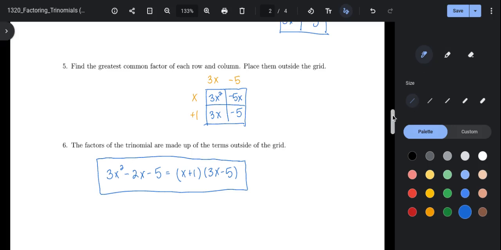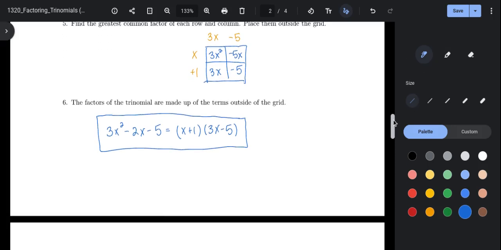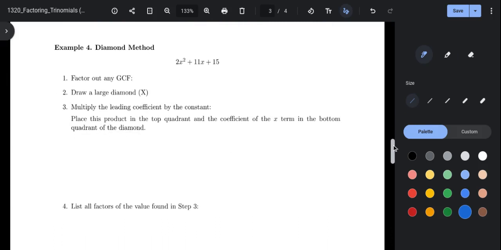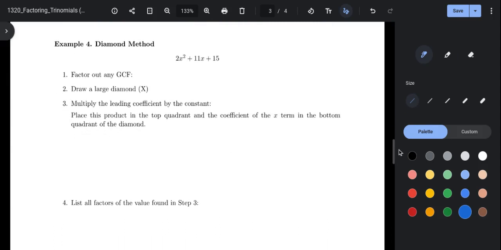The second method, or third method, I guess, that we're going to talk about that helps if we have a leading coefficient bigger than 1 for our trinomial is called the diamond method. And so here we have a different polynomial. It's 2x squared plus 11x plus 15.